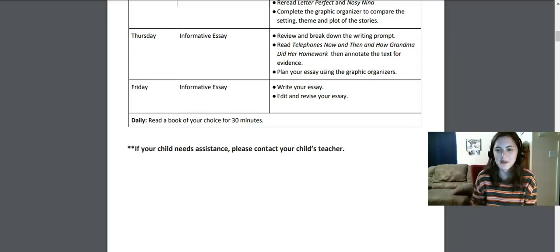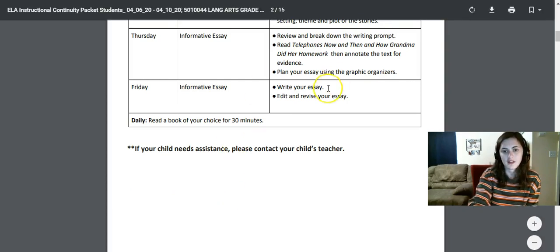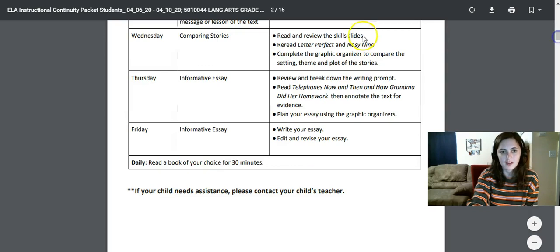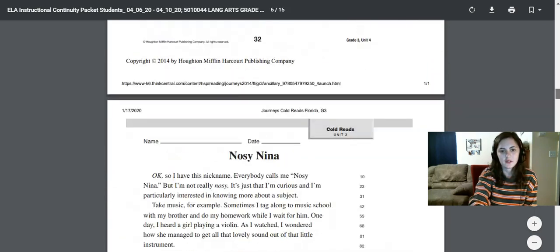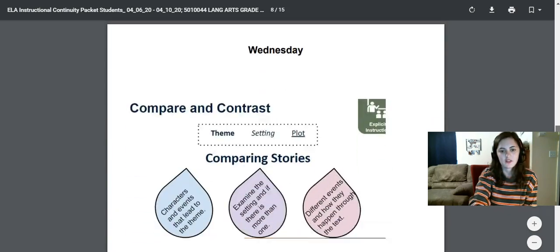Hey guys, I'm going to be going over your paper packets with your reading lesson. So yesterday and the day before you should have been reading the two stories, Nosy Nina and Letter Perfect. Today is Wednesday, so you'll be going over the same two stories, but you're reading them for a different purpose this time. Now when you're reading, you're going to be comparing and contrasting the stories. So let's go down. Those you should have finished already.